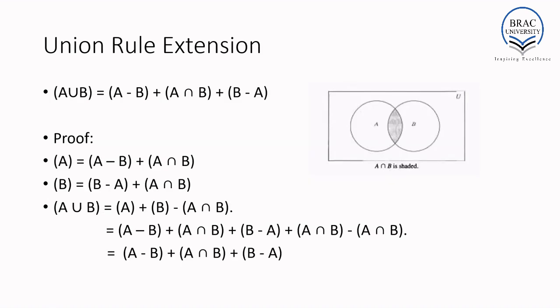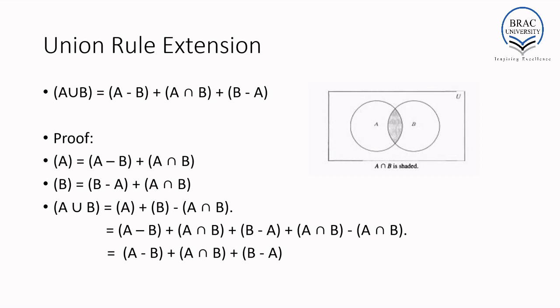Now we have to extend the union rule. I would like you to take notice of this figure. See, the shaded area means A intersection B, right? That divides the picture here into 3 parts: the white portion of A, the white portion of set B, and the shaded portion of A intersection B.